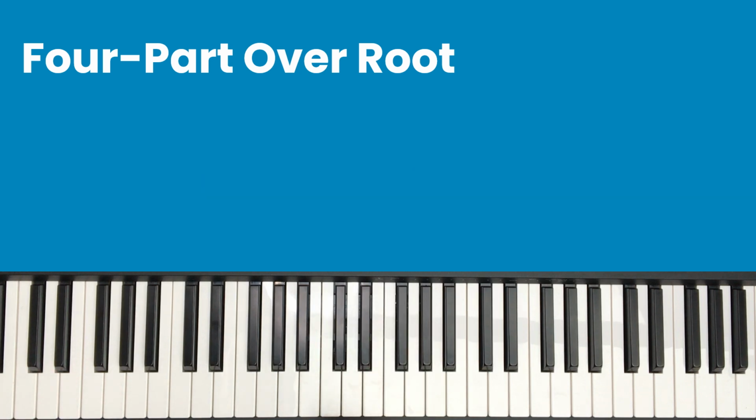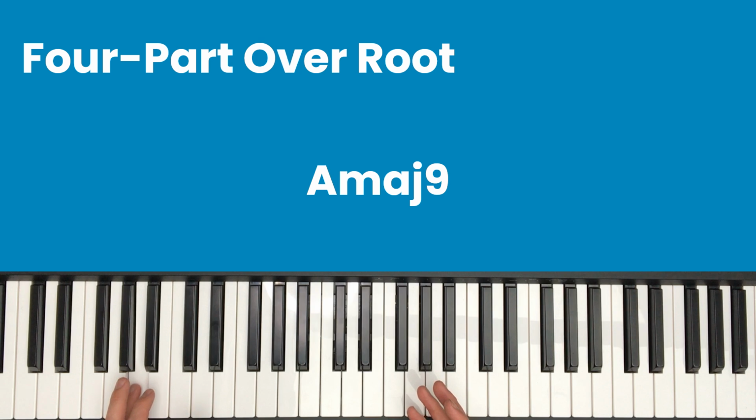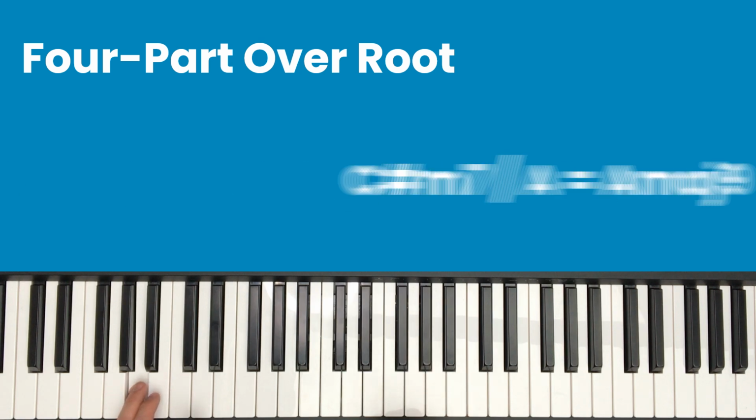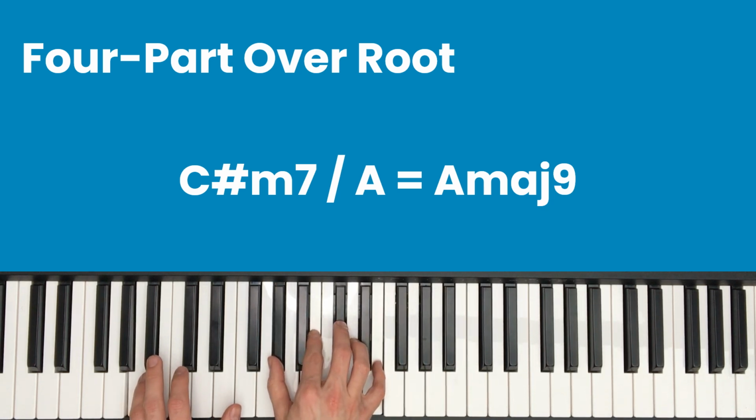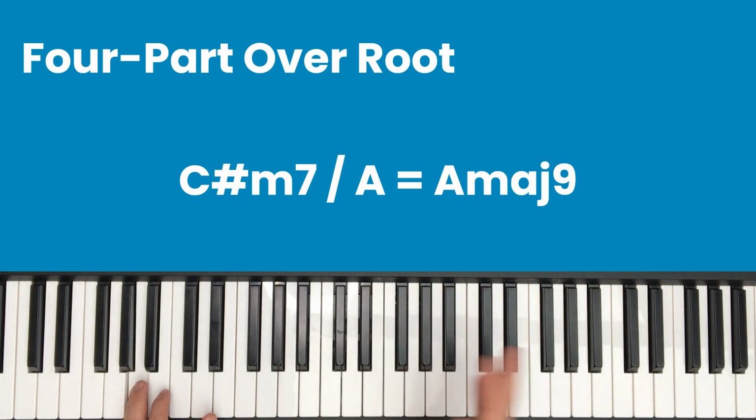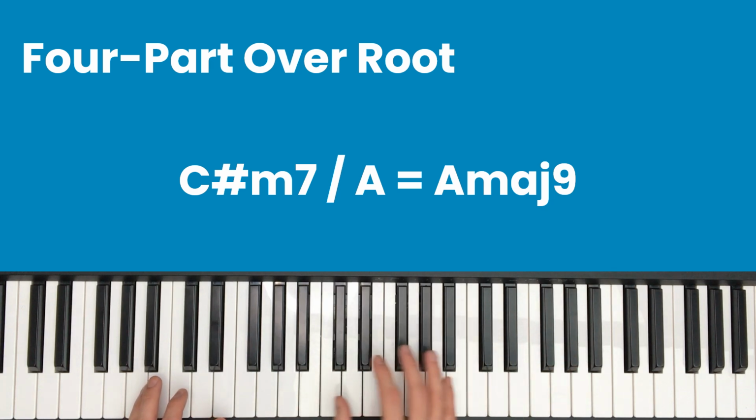Let's use another example. Let's say we want to play A major 9. So we've got A in the root, and we're going to be playing a minor 7 chord from the third. So the third is C sharp. So we play C sharp minor 7 over A, and that gives us our gorgeous A major 9. And of course you can use all the inversions of C sharp minor 7 in order to give you different sounds on that A major 9.